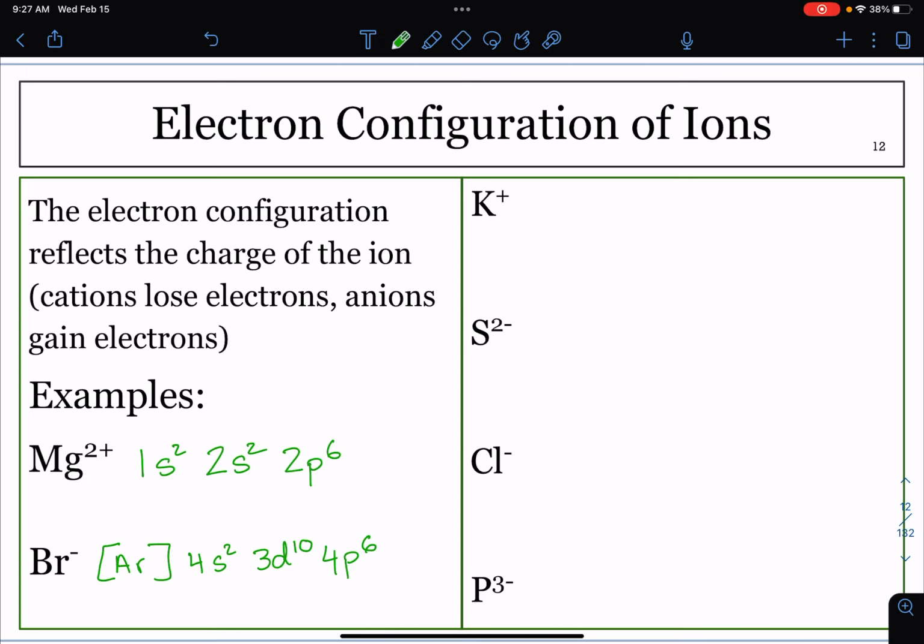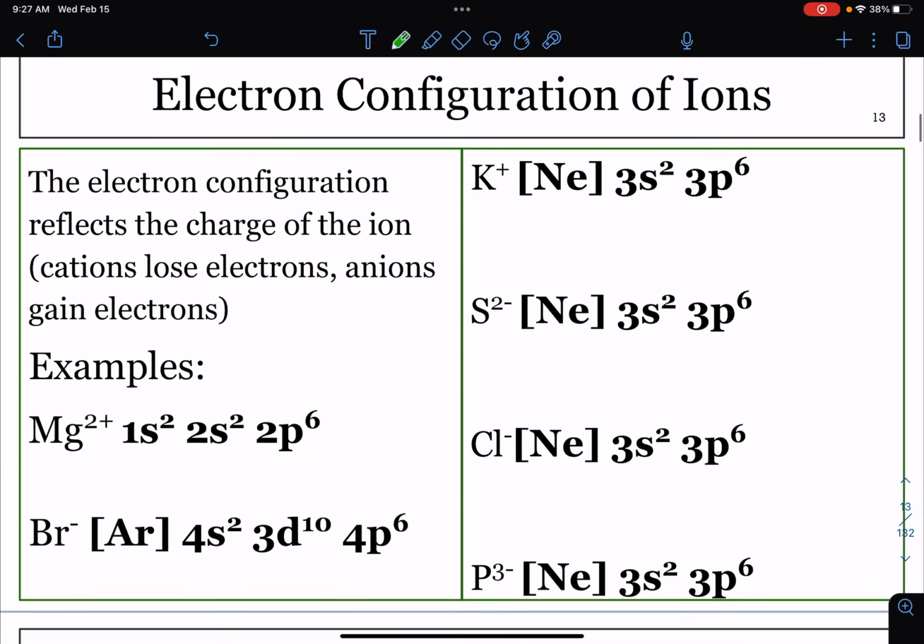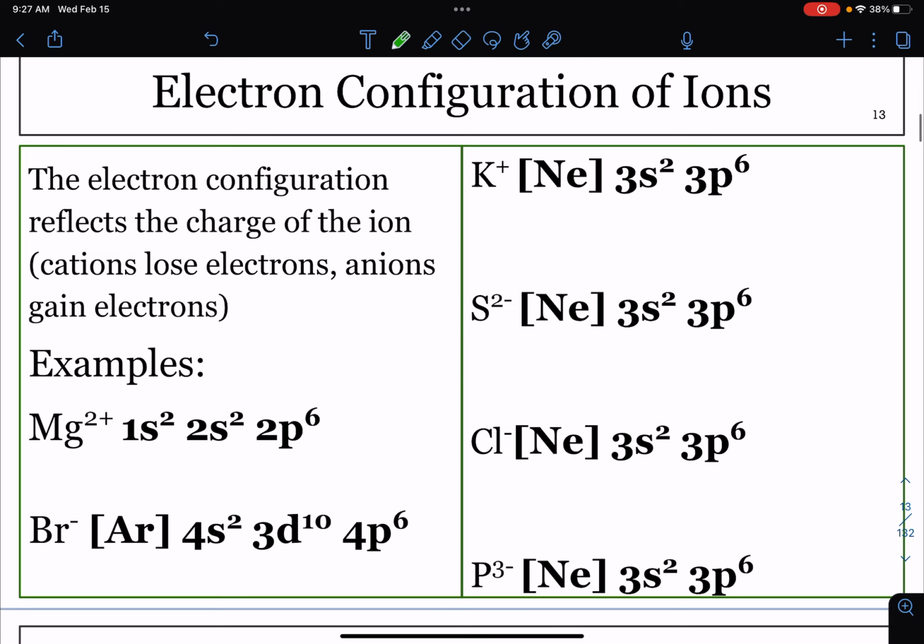Write the electron configurations for each of the remaining 4 elements. Notice that they are all the same. The only way we can differentiate an electron configuration for an ion versus a neutral atom is you'd have to be given more information, either shown the element symbol or told how many protons this element has.